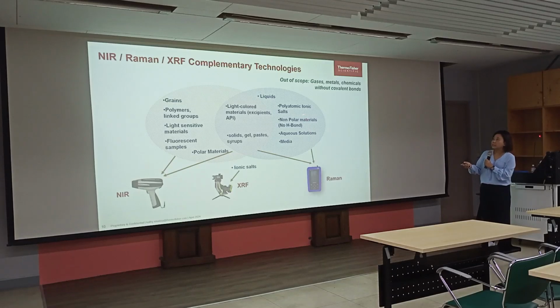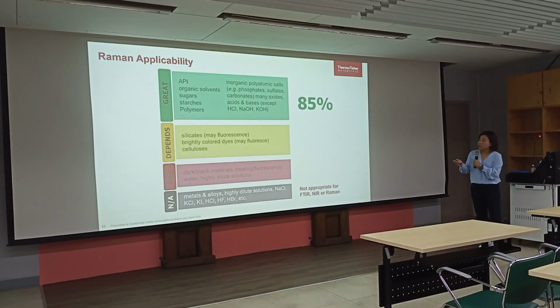With the Raman, we can analyze polyatomic ionic salt, non-polar materials, and also liquid samples, because for NIR you will get a moisture peak, a water peak. Sometimes it will interfere with your overall spectra. Then liquid samples are more suitable with the Raman, because Raman is almost transparent to the water peak. Almost 85% of the raw material is suitable to analyze with the Raman technique.